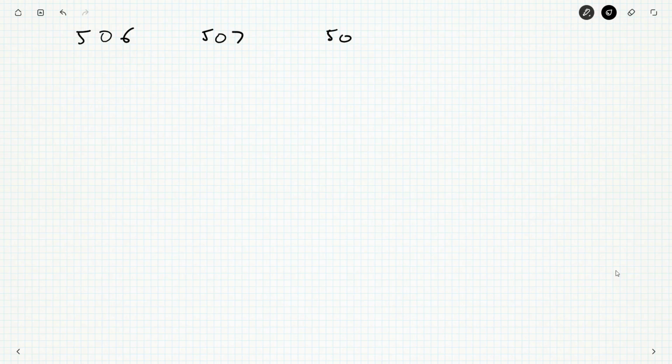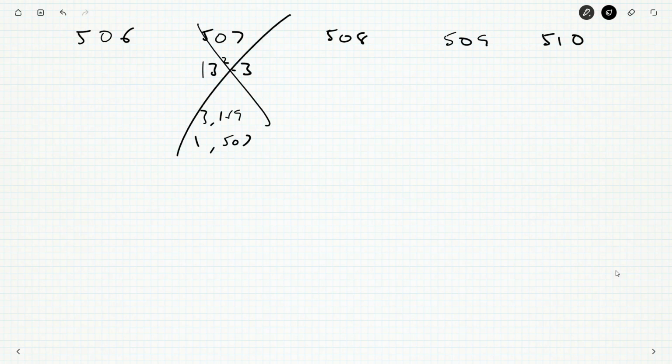506, 507, 508, 509, 510. Pick whichever one I want to start with. I don't know, 507 is a multiple of 3. So this is 13 squared times 3. So either all the 13s are together. Well, actually, all the 13s have to be together, and so it's either 3 and 169 or 1 and 507. This is not going to work. Let's try something new. 506 divided by 3 is 168, and I square root it. That's going to be 12. Nah.